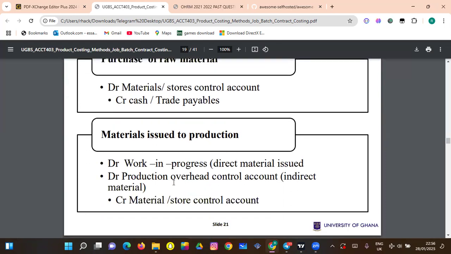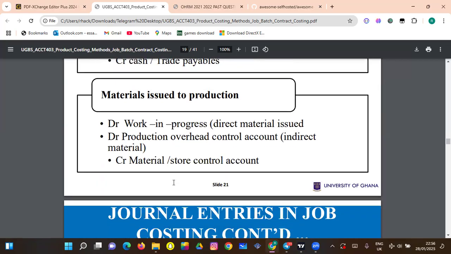Then if materials are being issued to production, we have to debit work in progress (direct material used), and also debit production overhead control account (indirect material), and also credit material stores account.